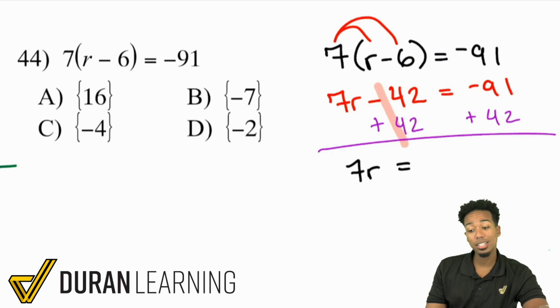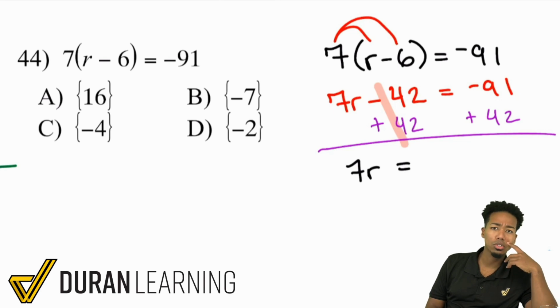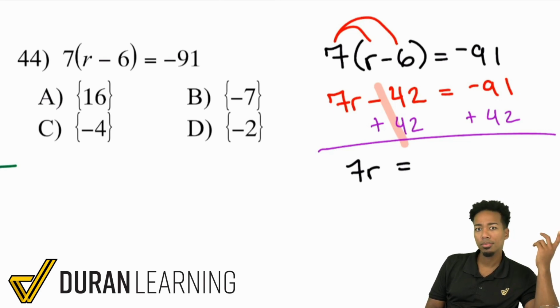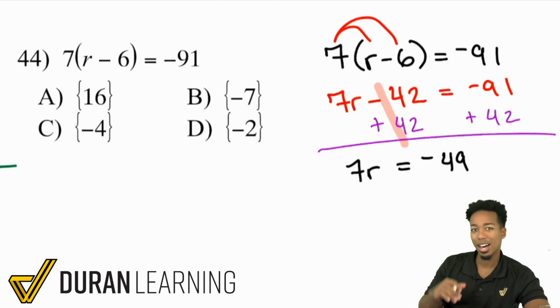Well, negative 91 plus 42 is what? Well, remember, we have a negative plus a positive, so we're just going to subtract the numbers and then keep the sign of the bigger number. In this case, it's going to be negative because that 91 is absolutely bigger than 42. So 91 minus 42, I'll just subtract 40, then subtract 2. So that'll be 51, then 49. So we'll keep it a negative 49 because, again, we have a bigger negative than the positive.